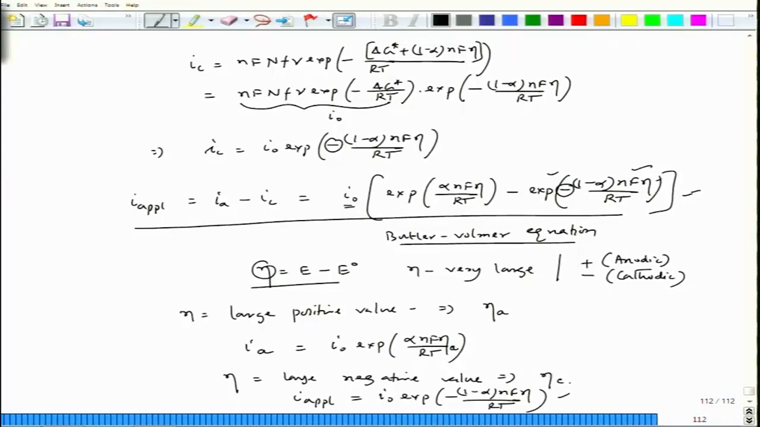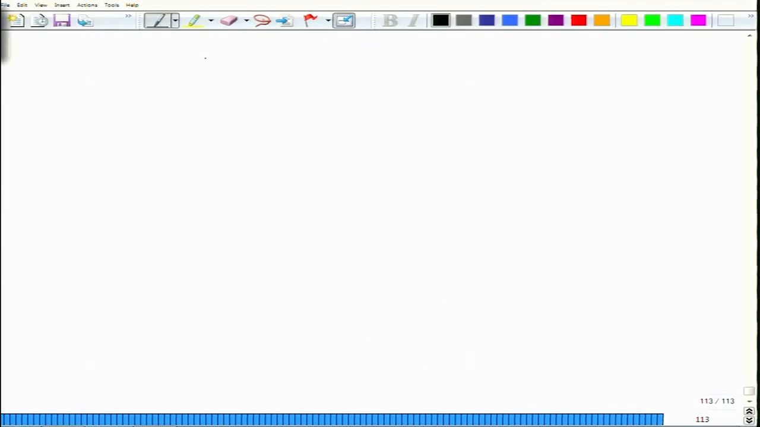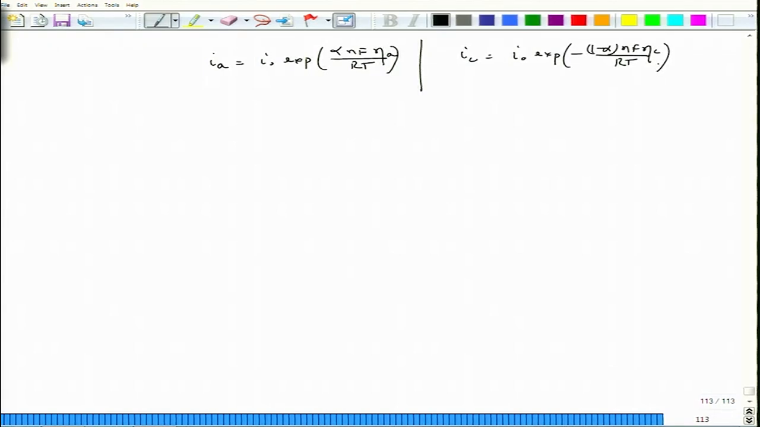And interestingly, you see this equation is exactly similar to this. So we can write it as I c, and this would become eta c. Now we have two equations. One is I a equal to I 0 exponential alpha n F eta a by R T. The other is I c equal to I 0 exponential minus 1 minus alpha n F eta c by R T. This is valid when there is a large overvoltage, either cathodic or anodic.